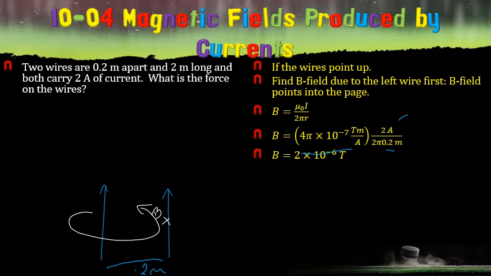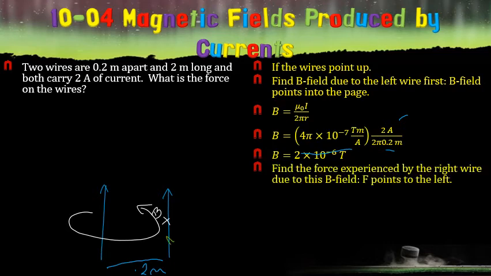But that doesn't answer the question. We want to know the force on the wires. So we use our right-hand rule. Our fingers go the direction of the magnetic field, so they're pointing directly into the page. Our thumb goes the direction of the current, so that is going up. And your palm faces the force. Well, the palm is facing towards the left, so the force on that wire will be towards the left.